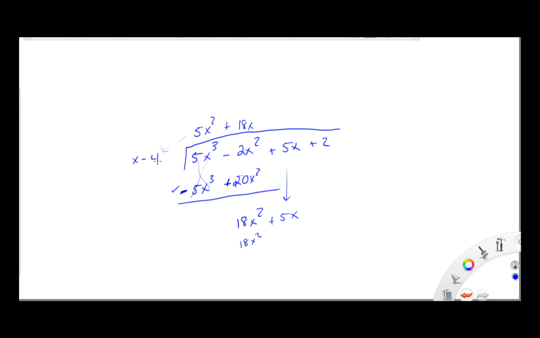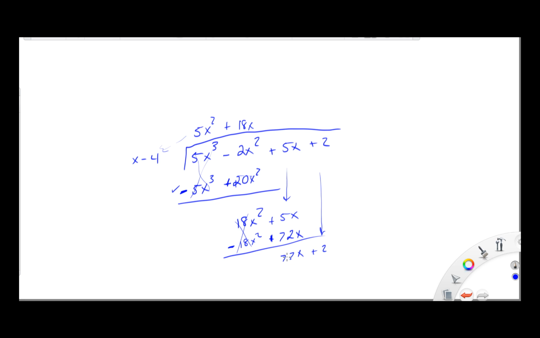All right, but what is 18x times a negative 4? What does that give us? That's a negative 72x. But remember, conjugate pair, we're going to flip the signs. So that's a negative, that becomes a positive. This cancels out, and what we're left with is 77x, and then we're going to drop the 2, plus 2.